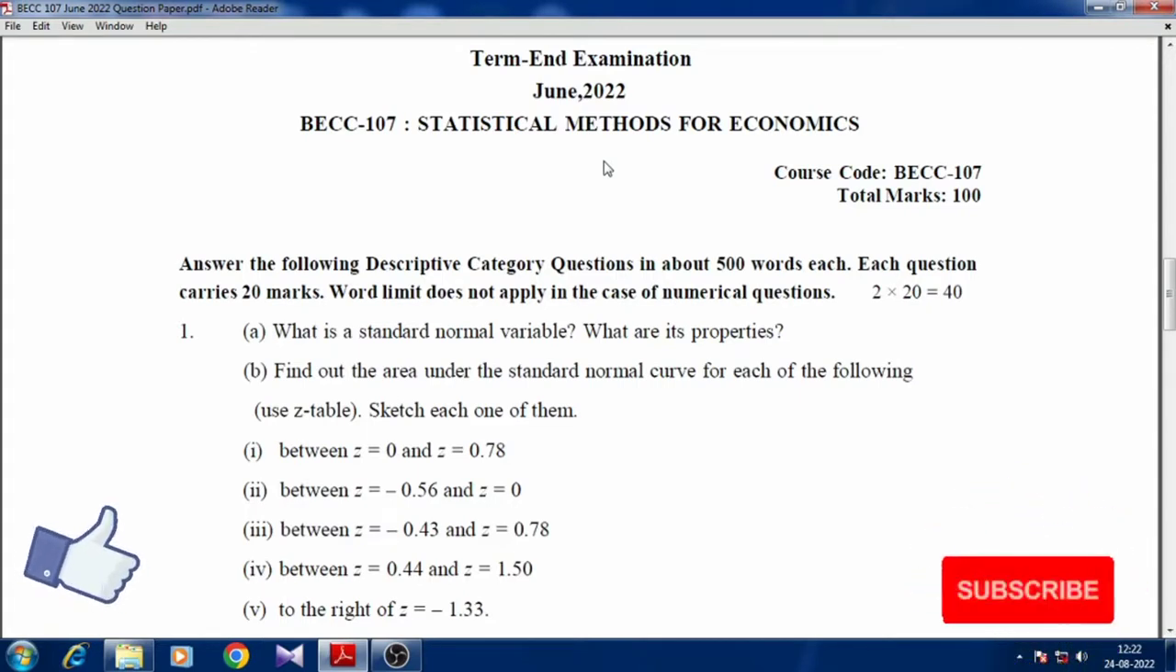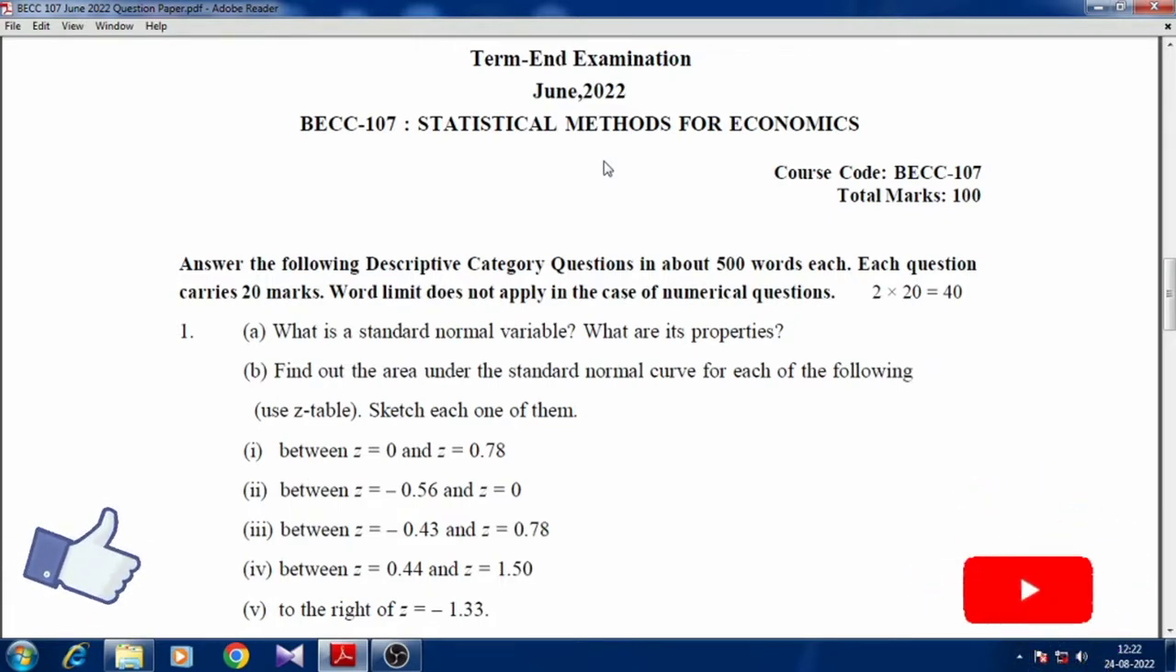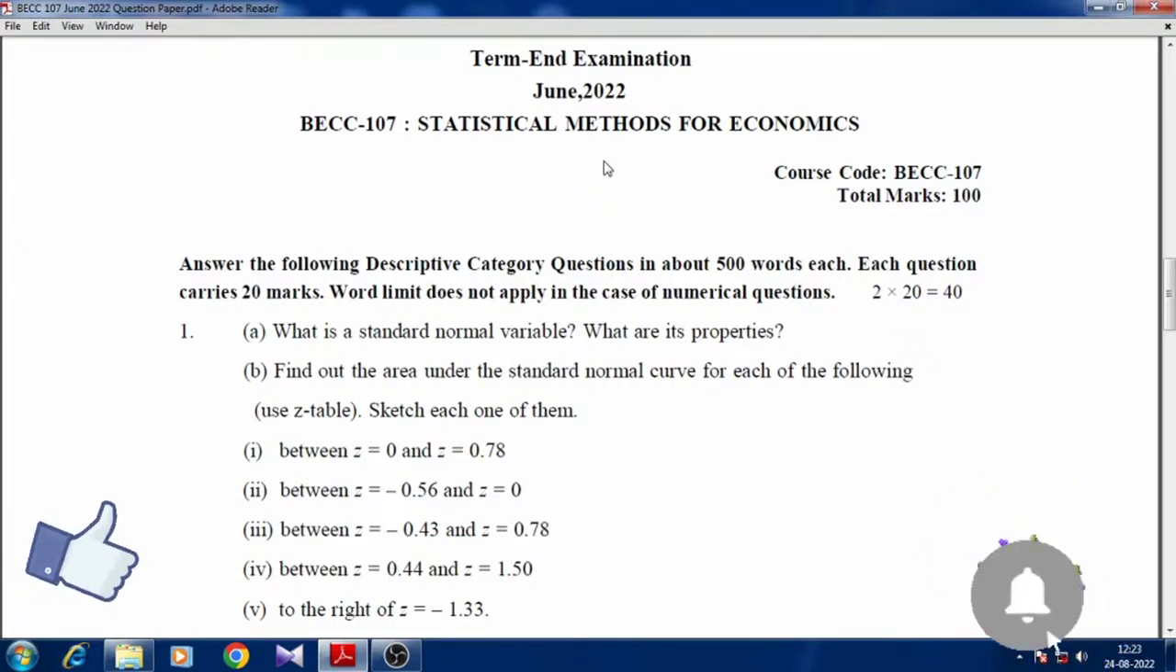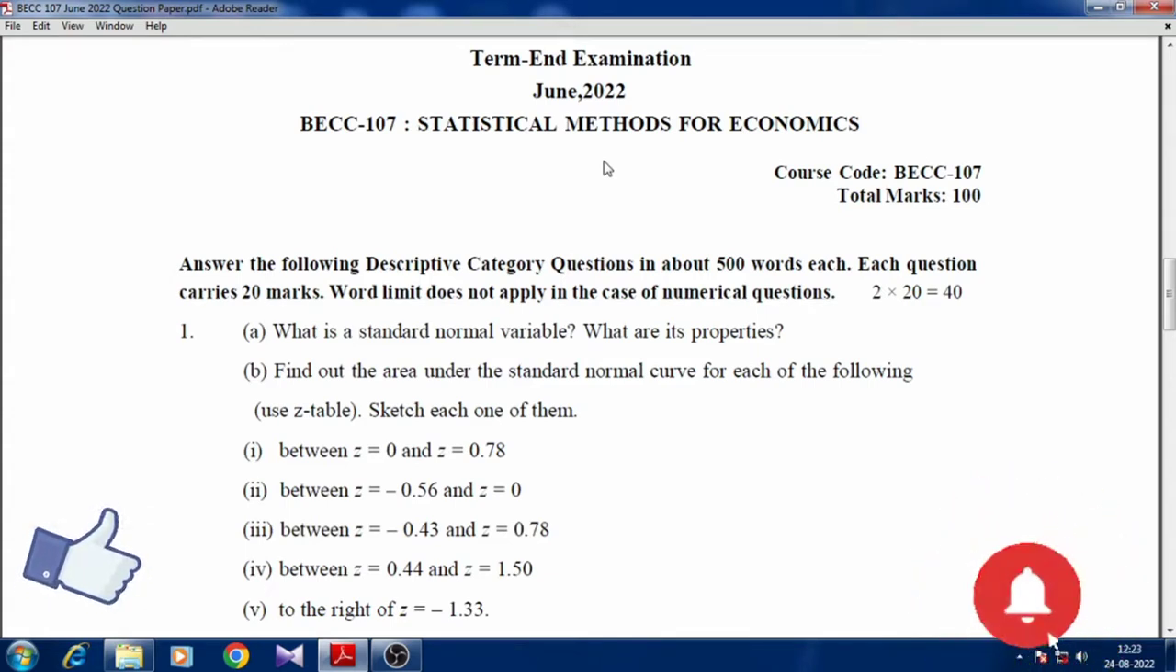What is standard normal variable? What are its properties? Find out the area under the standard normal curve for each of the following. Sketch each one of them. Between Z equal to 0 and Z equal to 0.78. Between Z equal to negative 0.56 and Z equal to 0. Between Z equal to negative 0.43 and Z equal to 0.78.